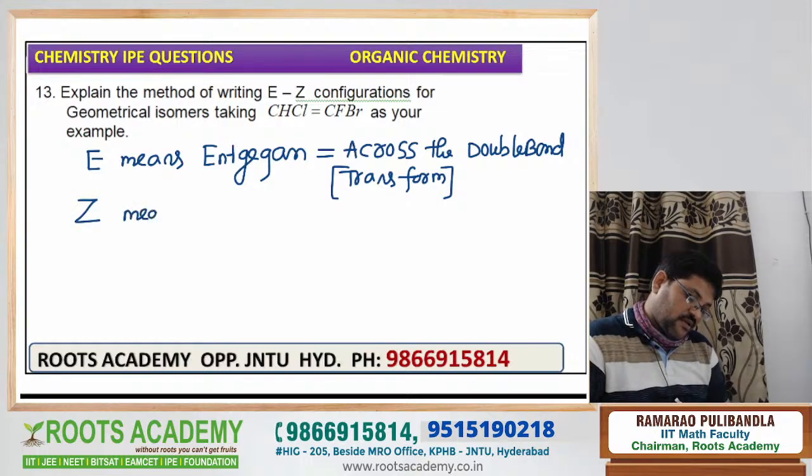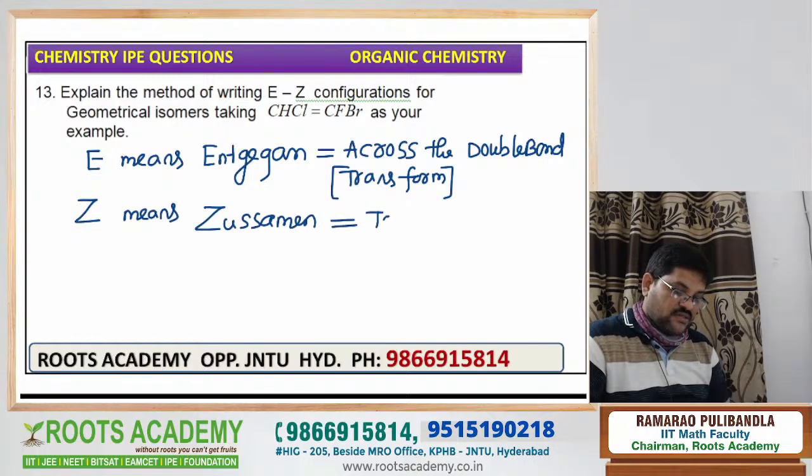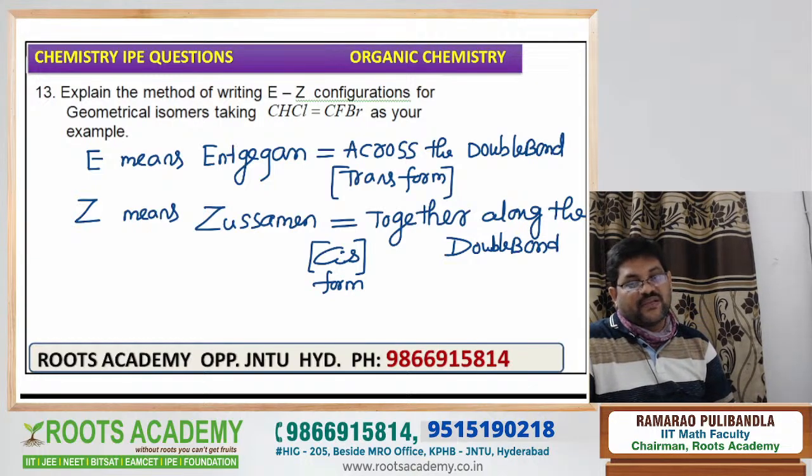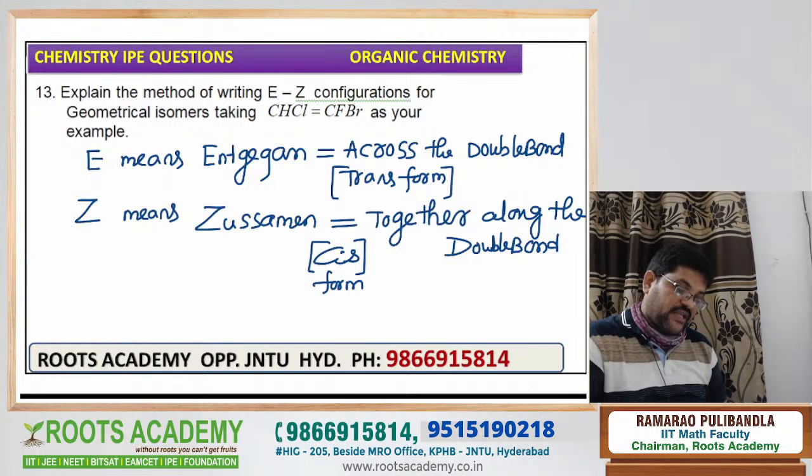And Z means what? Z means zusammen. Zusammen means together, together present along the double bond. Together is nothing but cis form. Tell me what form? Cis form. Understood what I am saying? Clear? Very good. Now take the example of this.